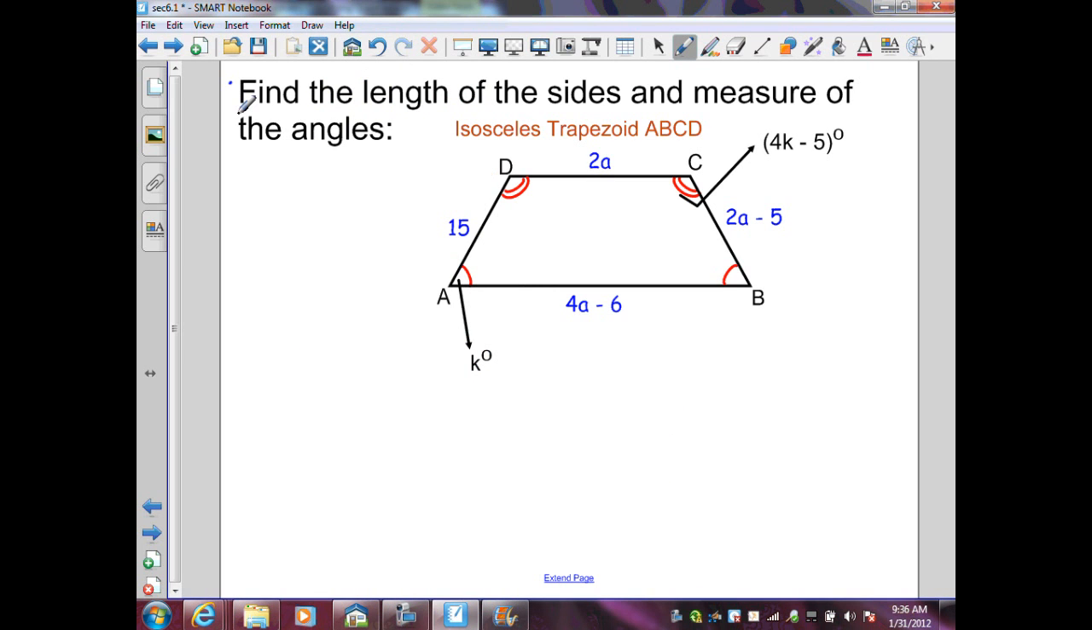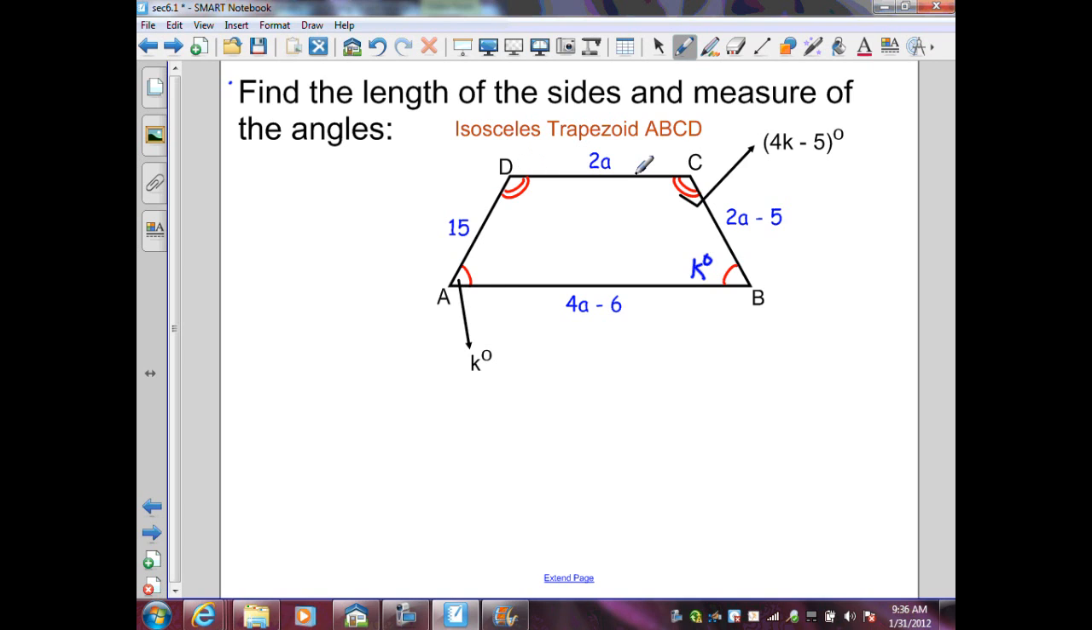On this slide, they want us to find the lengths of the sides and the measure of the angles. We're given an isosceles trapezoid. With that information, we are given also in the diagram that angle D is congruent to angle C. Angle A is congruent to angle B. The bases are DC and AB. I know that because those are the opposite sides being parallel. Since A is congruent to B, I know that angle B must also have the value of k degrees.